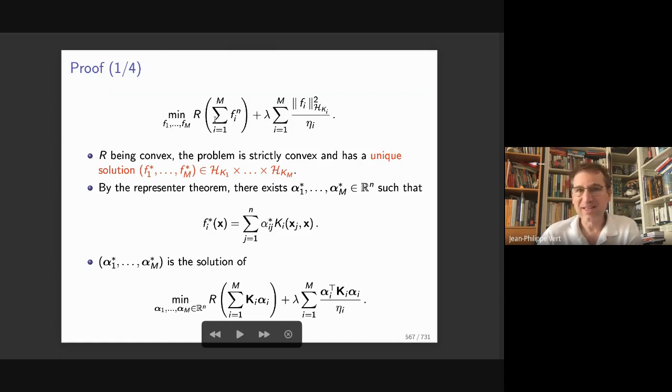So the sum at the end will be f star, plus lambda times the sum of the squared norms of fi over eta i. And our goal is to show that when you do that, you obtain a solution which is the same as the one you obtain when you just solve your simple initial problem with the kernel sum of eta i ki.